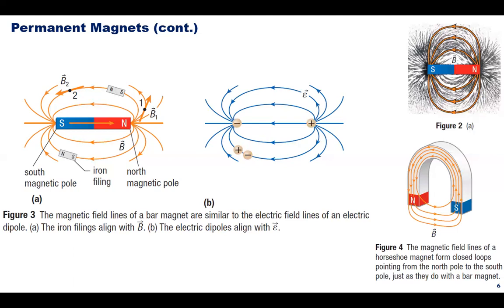Magnets with horseshoe shapes have many applications, including in motors and generators. Permanent magnets come in many shapes and sizes. Regardless of the shape of the magnet, the magnetic field lines form closed loops. The field lines point from the north pole towards the south pole, and the field is the strongest at the poles.